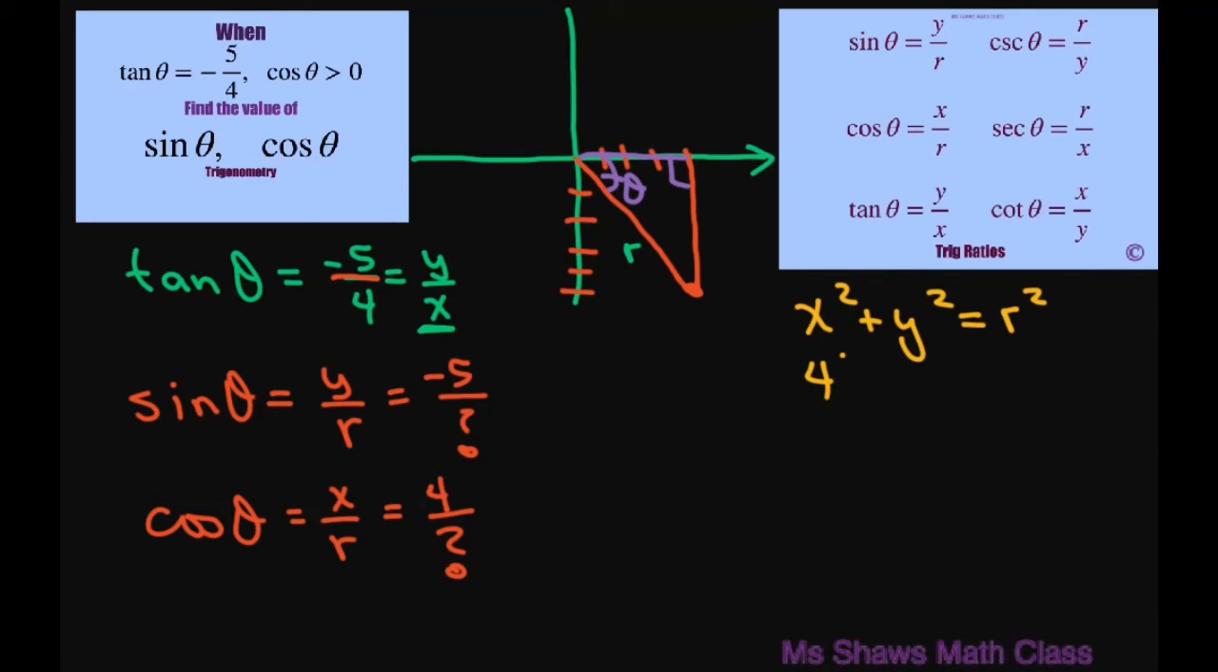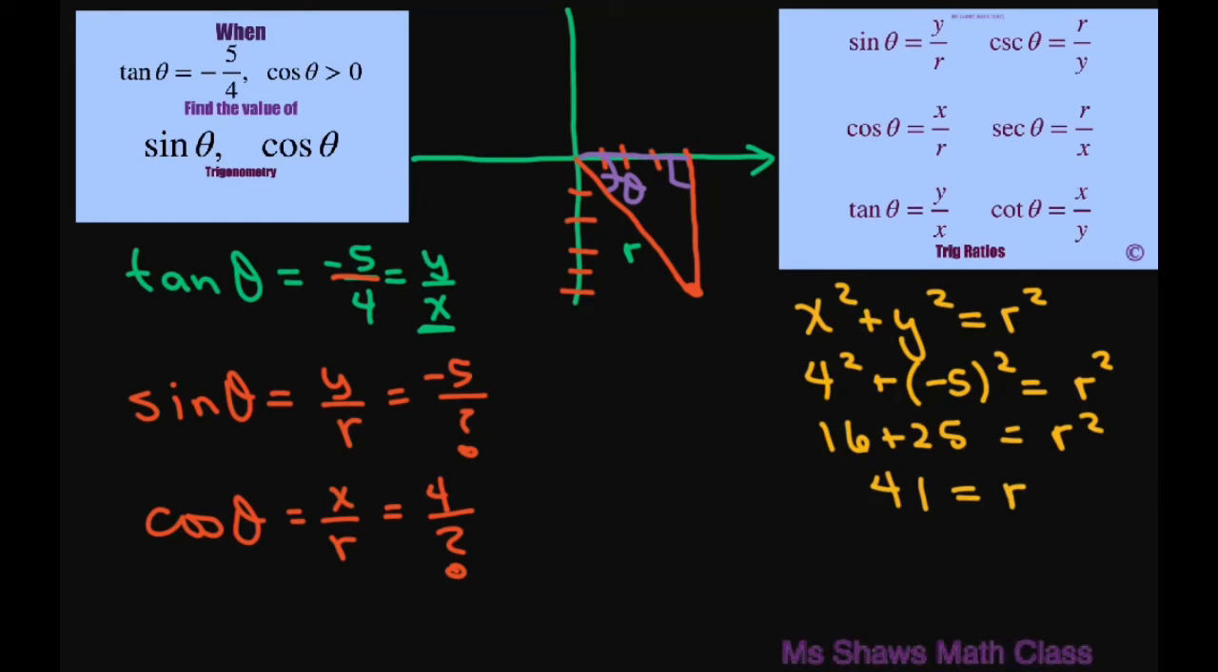We have 4 squared plus -5 squared, and this is going to equal your r squared. So we have 16 plus 25 equals r squared. So 41 equals r squared. You square root both sides. You're supposed to do plus and minus, but since r is always positive, since it's a distance, we're going to get square root of 41 equals r. So basically, let's just substitute in square root of 41.